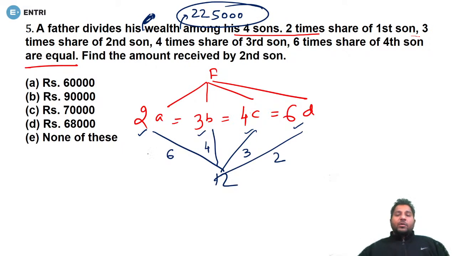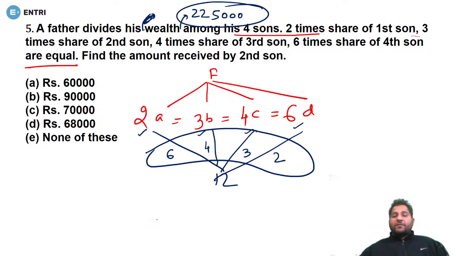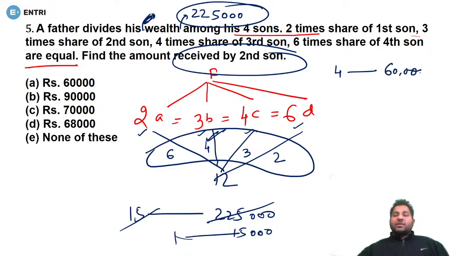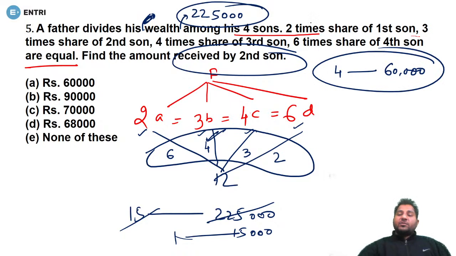Okay, so what would you do? You will put all this ratio sum equal to 225,000. That means 6, 4, 10, 10 and 5, 15. That means 15 equals 225,000. So one ratio equals 15,000. Now they are asking about the share received by the second son, and the second son has 4 ratio. That means 4 times 15,000 equals 60,000.